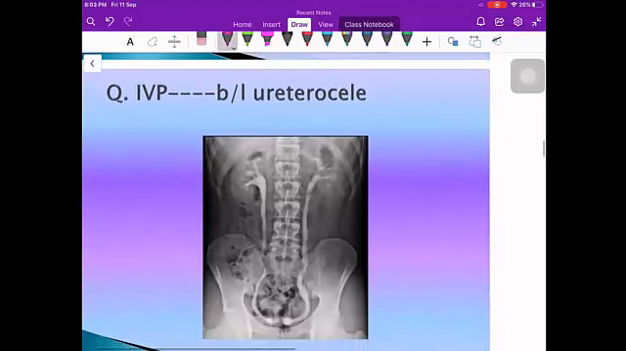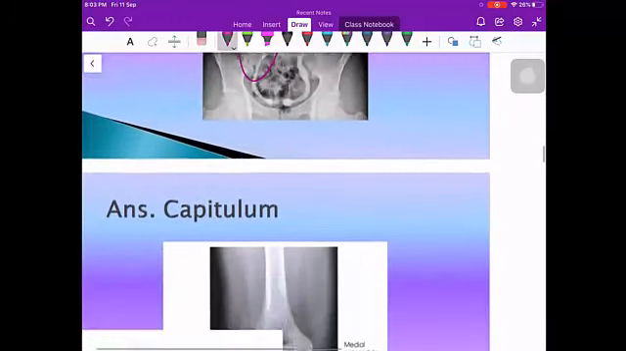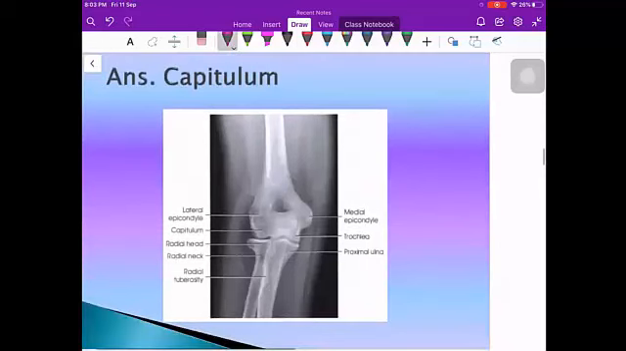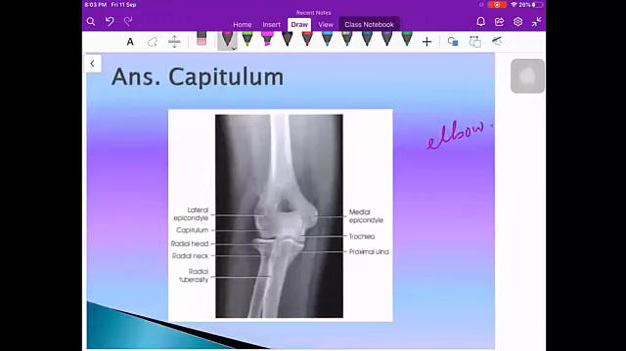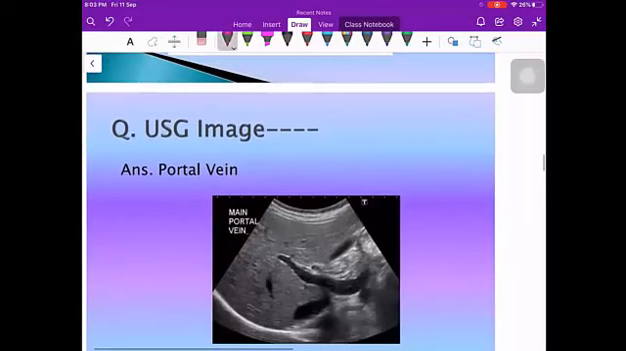Next, IVP, intravenous pyelography, the image of the ureterocele. Next, there was an image of the elbow joint, and an arrow was marked, and that was capitulum. So please refer to your anatomy.